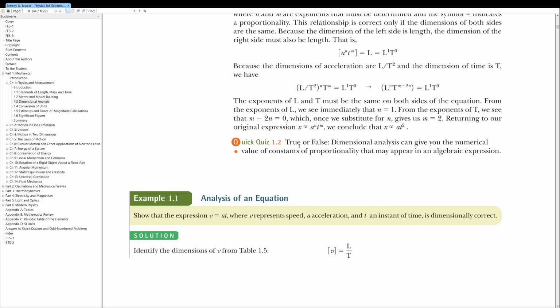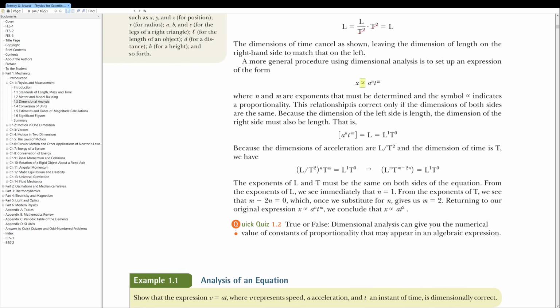All right, quick quiz 1.2. True or false? Dimensional analysis can give you the numerical value of constants of proportionality that may appear in an algebraic expression. So the question is, using dimensional analysis alone, that's just like examining that the units match for the equation, can we figure out what the value of constants of proportionality is? So what does that mean? The constants of proportionality. Well, that means that, like in this case, x is proportional to at squared. Let me go up there. x is proportional to at squared. Can this tell us how x relates to that, right?